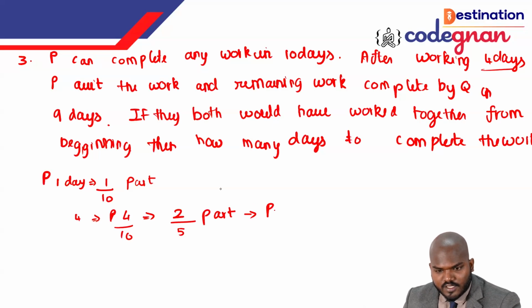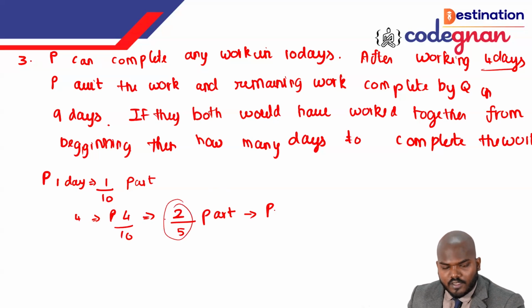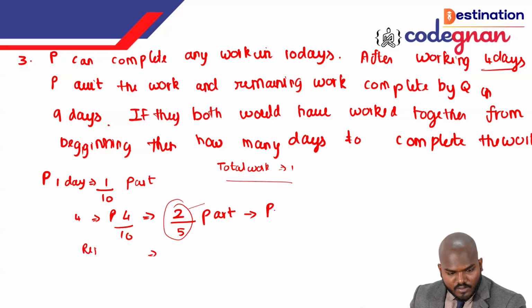And then you see this one, that is the remaining work. So this is the completed work. Remaining work, how can I find out? I don't know what the total work is, so I can simply call it one. But you see this one, this is the work that has been finished right now. So the remaining work is equal to 1 minus 2 by 5.